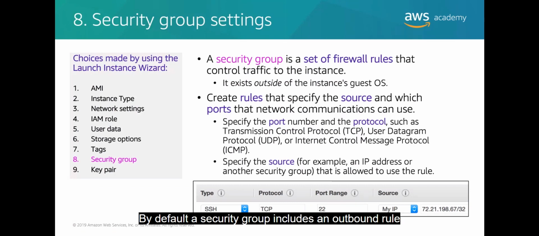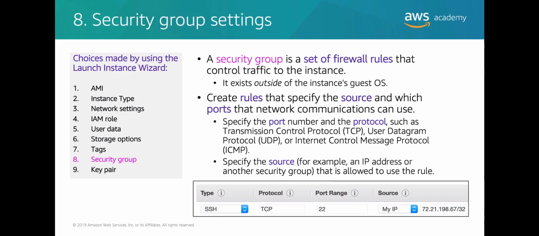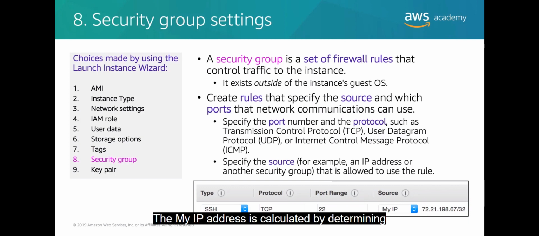By default, a security group includes an outbound rule that allows all outbound traffic. The inbound traffic rule shown here allows secure shell or SSH traffic over TCP port 22 if the source of the request is my IP. The my IP address is calculated by determining what IP address you are currently connected to the AWS cloud from when you define the rule.